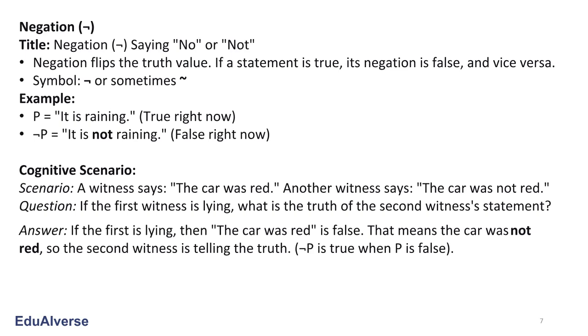Here is a thinking exercise. A witness says, the car was red. Another witness says, the car was not red. If the first witness is lying, then the car was red is false, which means the second witness is telling the truth. That is negation in action.